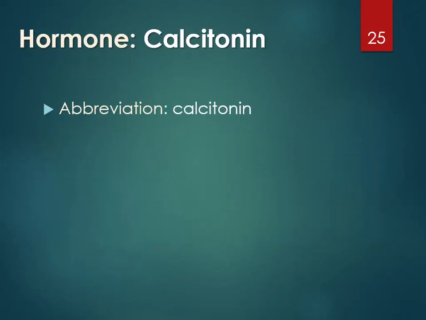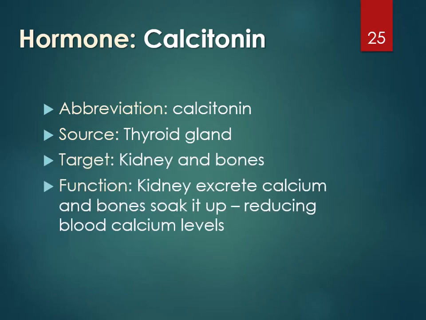Calcitonin does the opposite. The thyroid gland releases calcitonin when blood calcium is too high, and it tells the kidneys and the bones to get rid of it. The kidneys to pee it out and the bones to soak it up. So again, the targets are the same for calcitonin and parathyroid hormone, but it has the opposite actions.